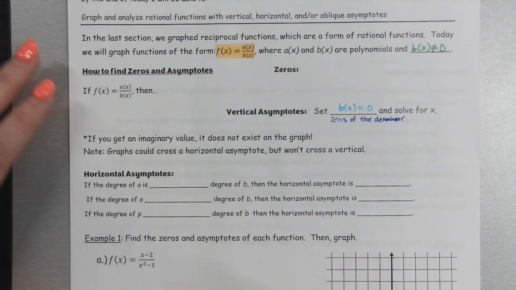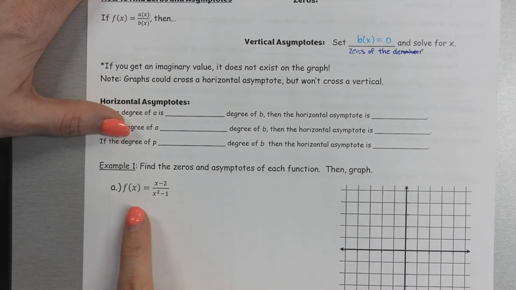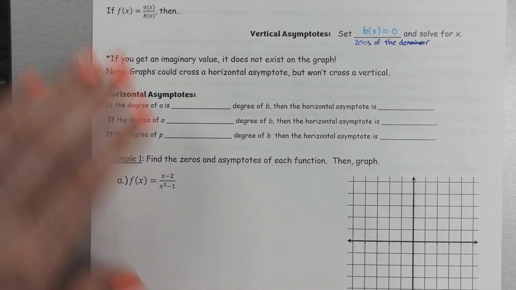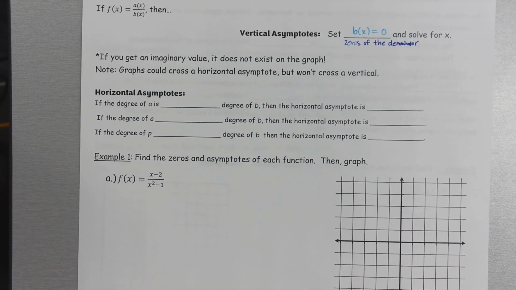For number 1, I want you to find the zeros of the denominator. Let's try that for part A.